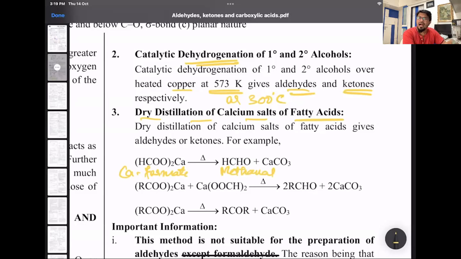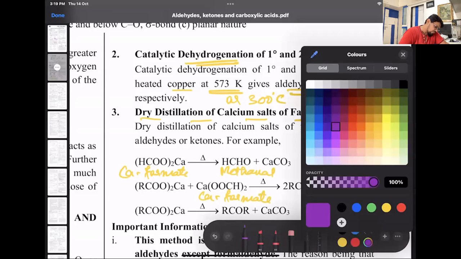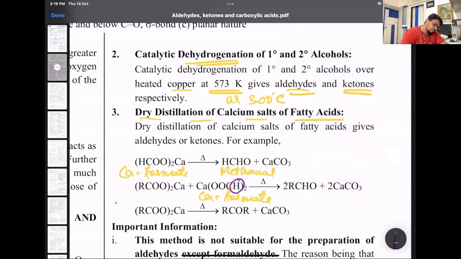If you want to prepare a higher aldehyde, you have to take 2 calcium salts where one of them is always calcium formate. To understand why, the answer is the H part. To prepare a higher aldehyde, you require one of them as calcium formate to get that H. But this is not a good method. Reason: you will not get only one aldehyde.